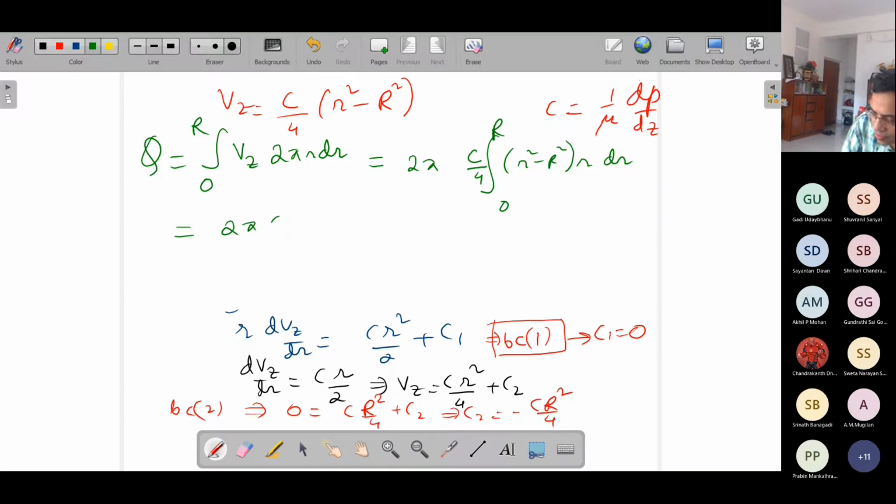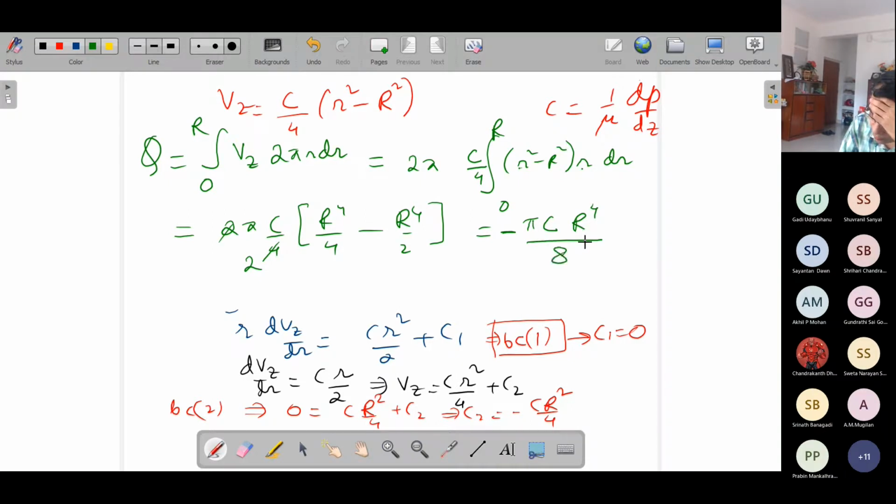So 2 pi C by 4, so this will be r cube. So r cube will be r^4 by 4 minus r dr will be r square by 2, so it will become r^4 by 2. So if you now consider this, this will be pi C minus pi C r^4 by 8. So this is the flow rate.